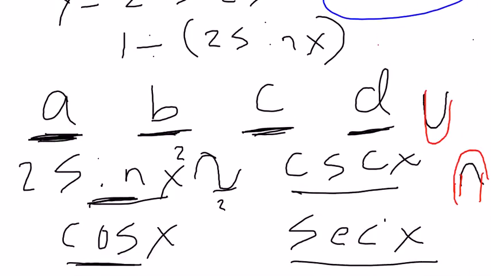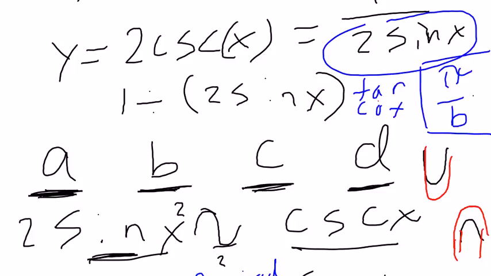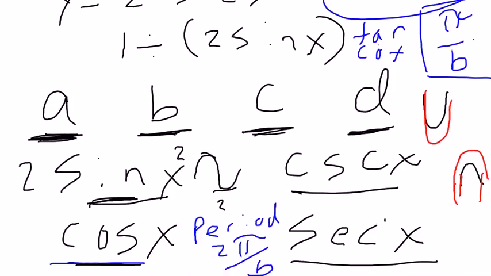Tangent's the only one that's a little bit different, because for all of these, if I want to find the period, it's going to be 2 pi over B, but for tangent and cotangent, the period is just, not 2, the period is just pi over B. Other than how they look, this is the only major difference between these 4 and tangent and cotangent.